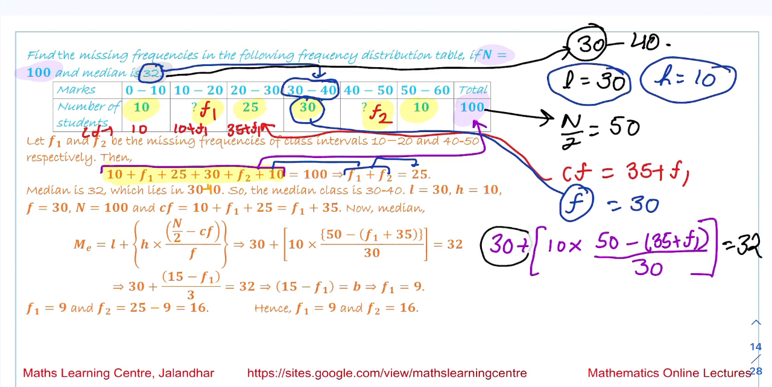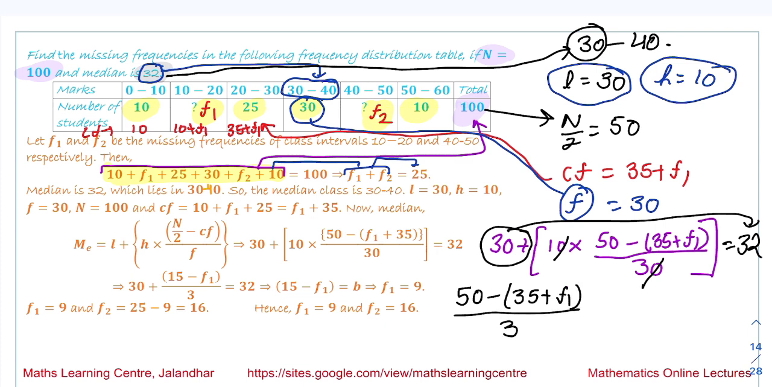So if we subtract 30 from both sides, and this 3 and 10 get cancelled, we are left with 50 minus 35 plus F1, over 3, that is equal to 2. We multiply both sides by 3, and the answer is 6. So we are writing 50 minus 6 is equal to 35 plus F1.